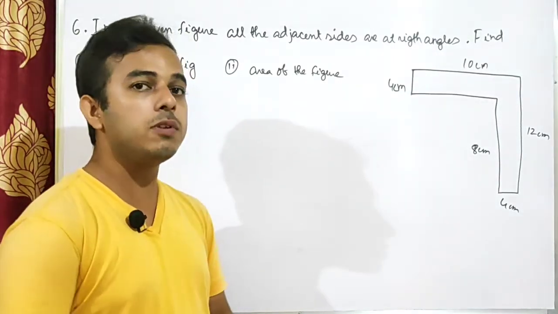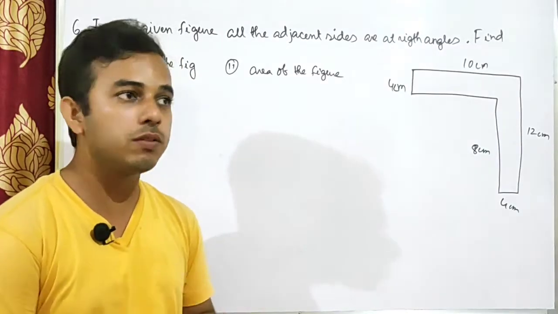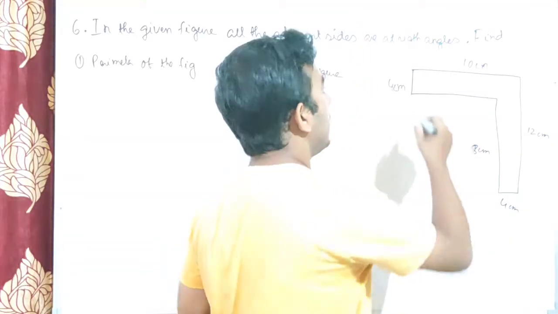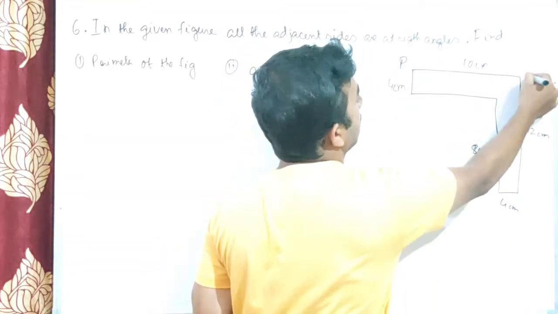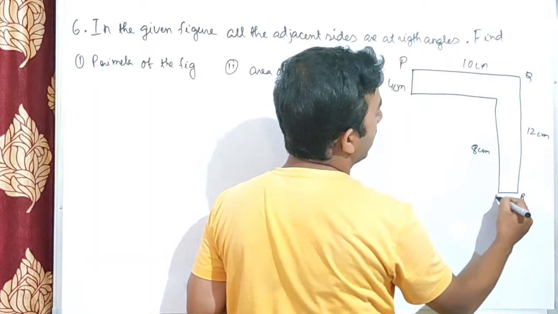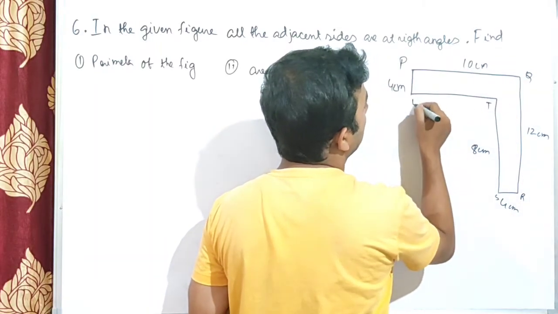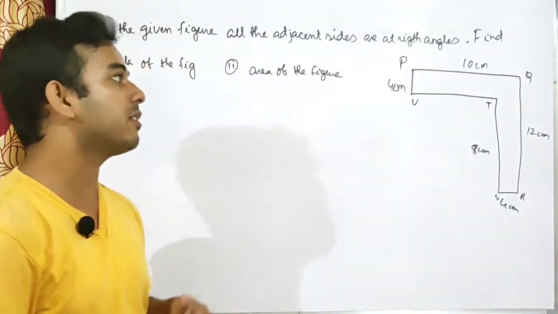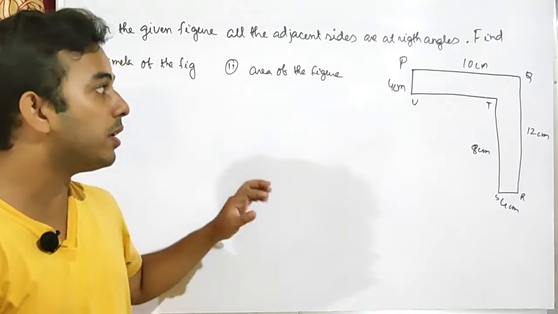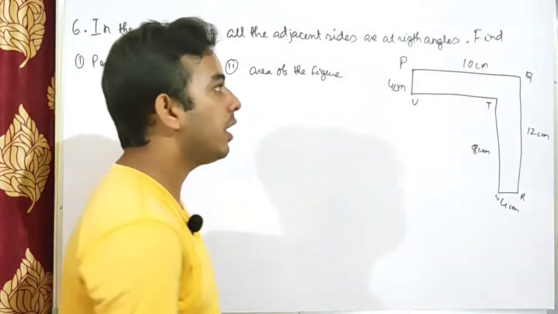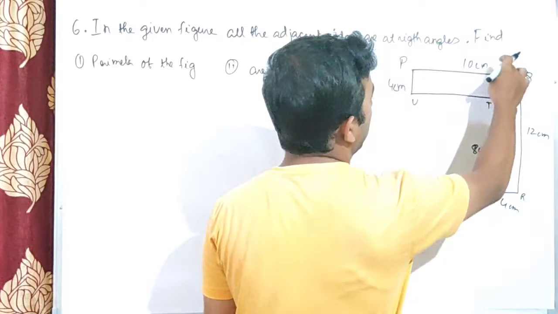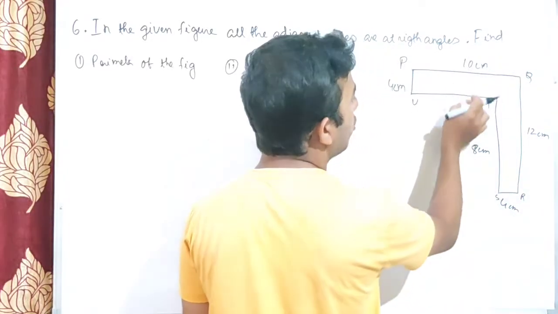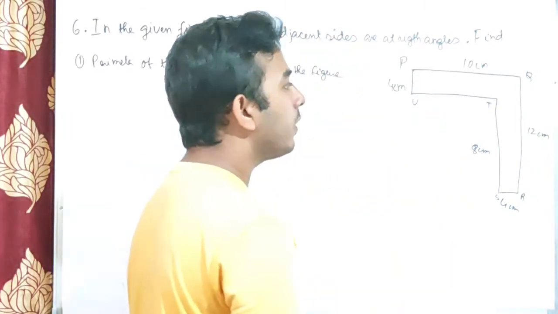The perimeter means the length of the boundary, so we can easily find it. Before that, let us name the figure: P, Q, R, S, T, U. Clear? First let us find the perimeter. Perimeter means the total length of the boundary. So from P, if I start: 10 centimeter plus 12 centimeter plus 4 centimeter plus 8 centimeter plus this, what will be the length of this? Can anyone say?